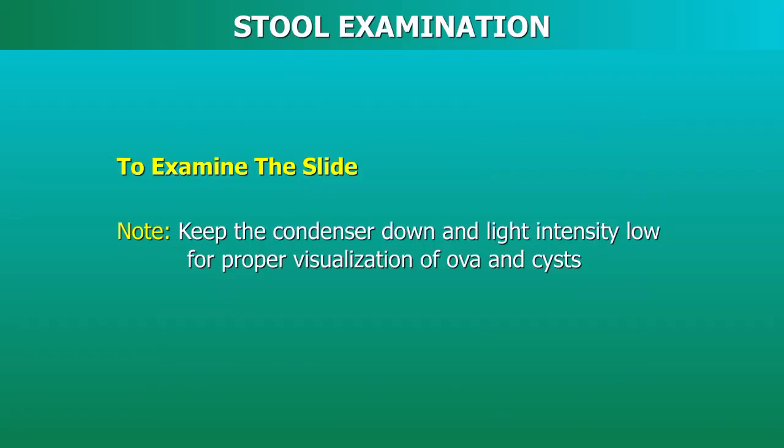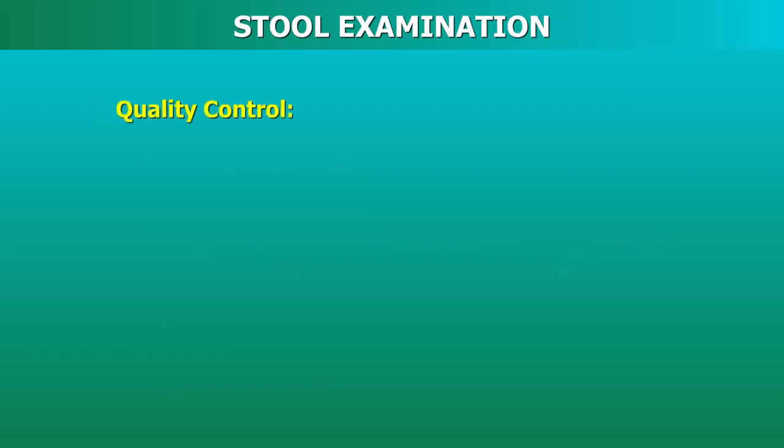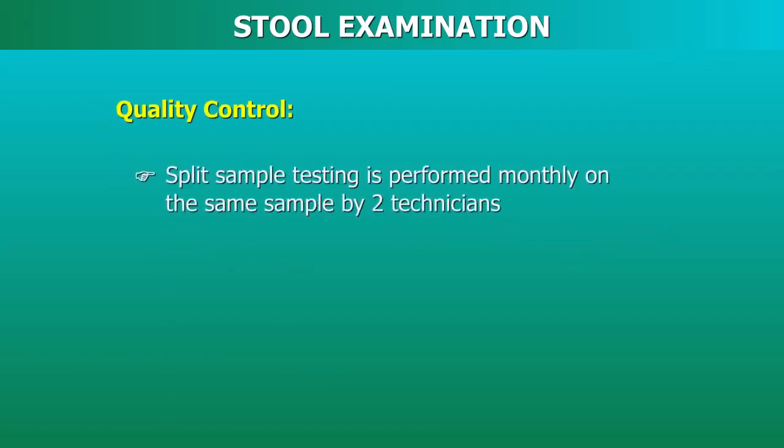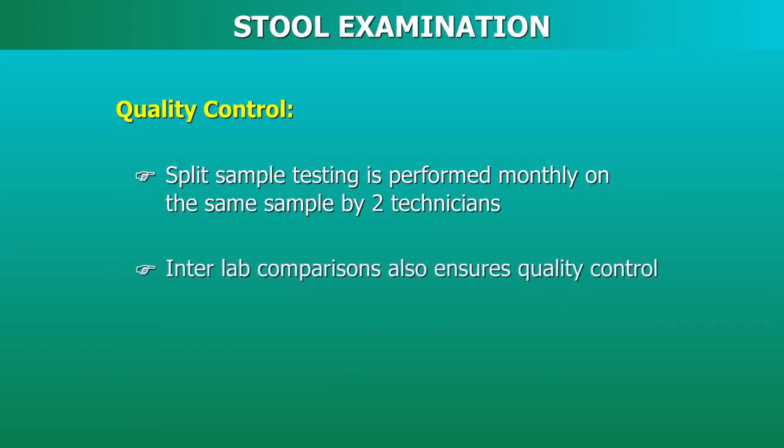Note: it is preferable to keep the condenser down and the intensity of the light low for proper visualization of the ova and cysts. Quality control. Split sample testing should be performed monthly on the same sample by 2 technicians. Inter-lab comparisons is another method of ensuring quality control.